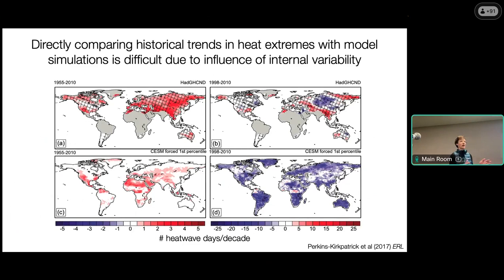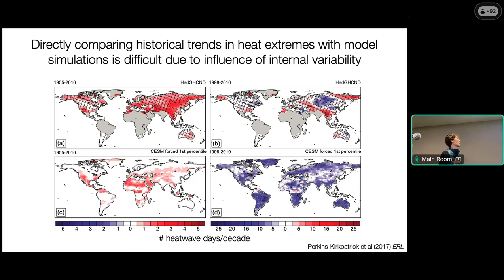This is shown in one example from a figure from Perkins-Kirkpatrick et al. in 2017. They did one of the initial analyses of how the observations fit or do not fit into a suite of climate model simulations, in this case just from the CESM1 large ensemble. What's shown on the top panels, on the left side, are trends in heat extremes measured by number of heat wave days per decade over a longer period, 1955 to 2010, and on the right over a shorter period of 1998 to 2010.